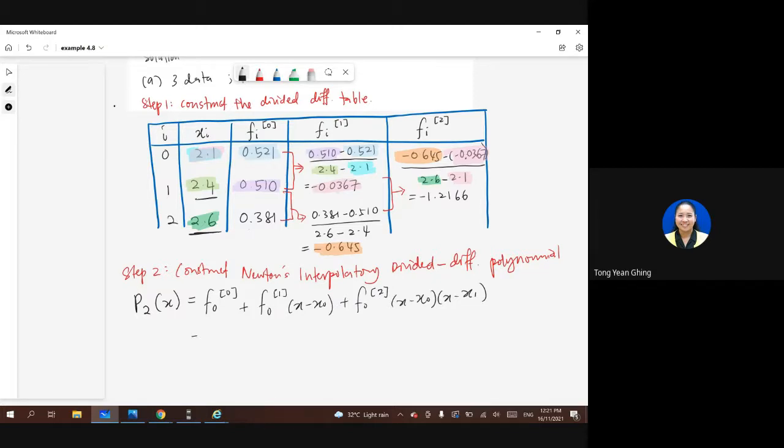Okay, so ganti masuk f0 at 0 degree. That means the value of y0 lah. So that means 0.521. Ini. Okay, and then plus with this value, negative 0.0367. Okay, x minus x0 is 2.1. Okay, plus with f0 second degree. That means this value.